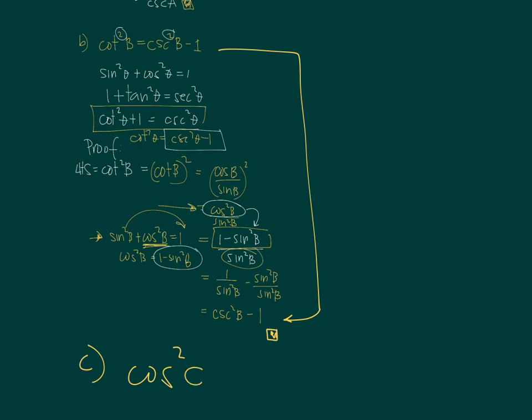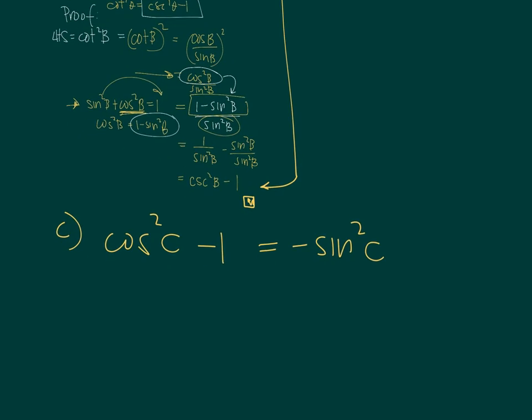Cosecant squared C minus 1. Prove that this is negative sine squared C. Let's make the left side this. Two expressions compared to one expression, so more complex, is the left hand side. LHS: cosecant squared C minus 1.